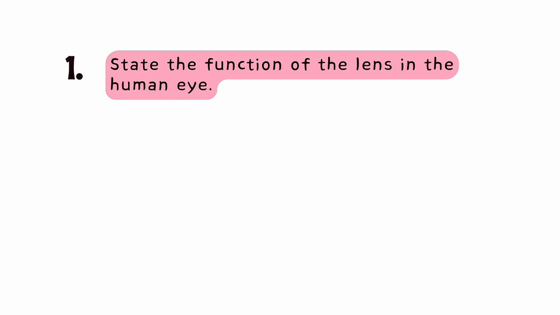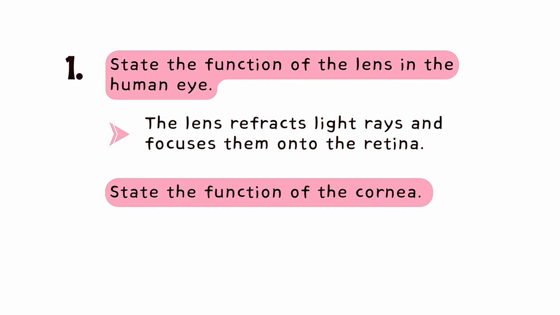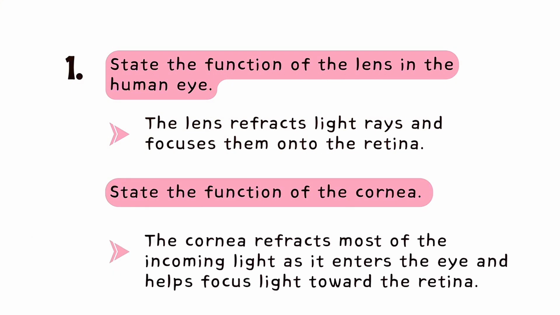Let's begin. State the function of the lens in the human eye. The lens reflects light rays and focus them onto the retina. State the function of the cornea. The cornea reflects most of the incoming light as it enters the eye and help focus light towards the retina.